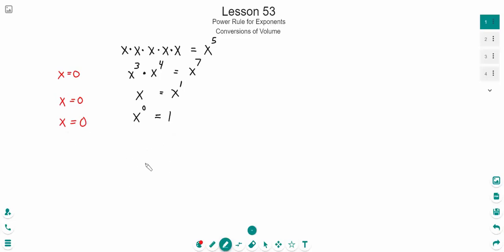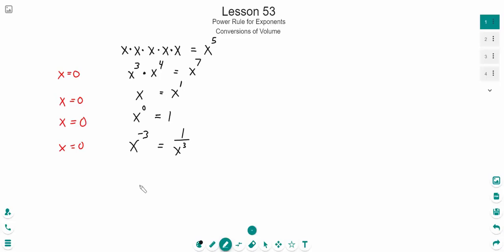Other things that we've learned in regard to exponents. So we've learned about negative exponents. We've learned that x to the negative 3, for example, could be written as 1 over x to the third. That's another rule that we've learned. And again, x cannot equal 0. If x were equal to 0, in this case, we'd have 0 in the denominator, which is always a no-no. So x cannot be equal to 0.